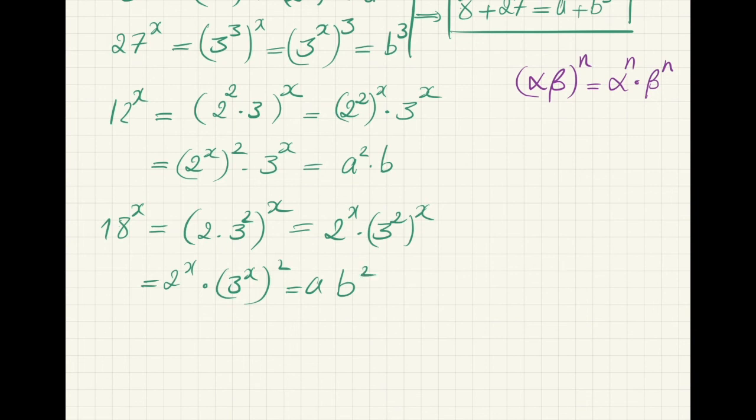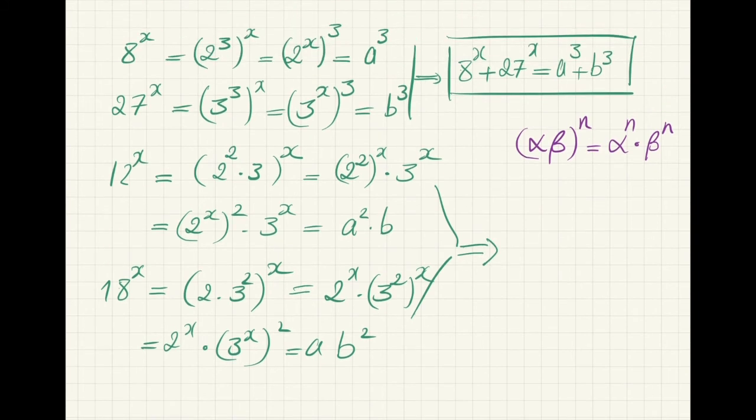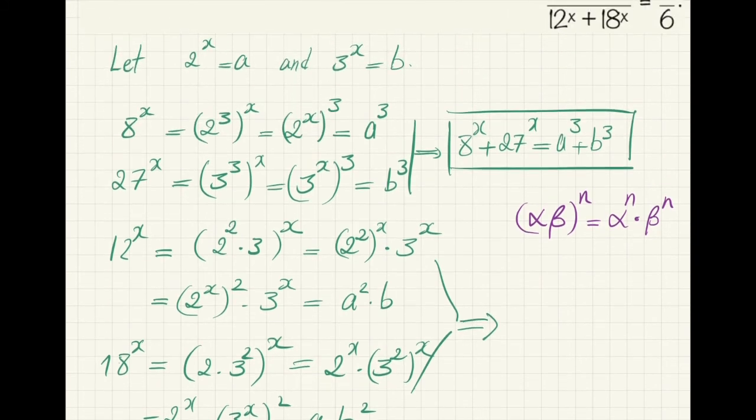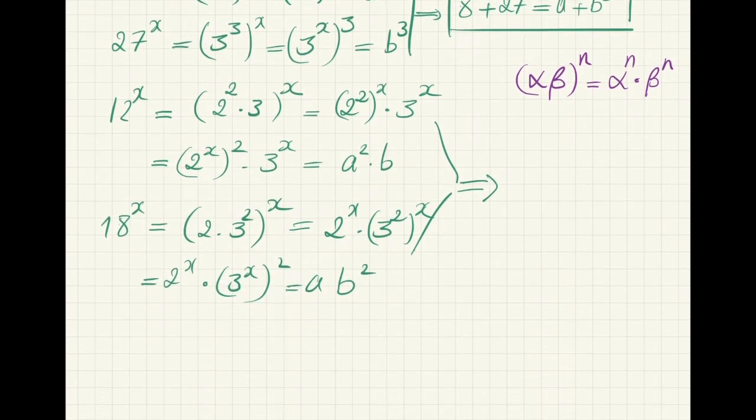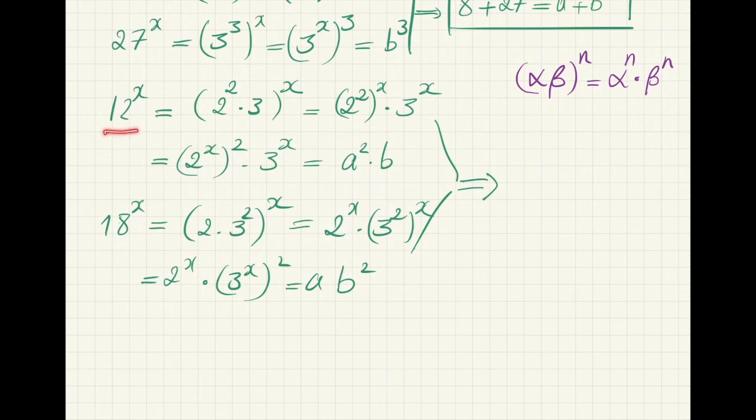So therefore, from here, we can conclude that the denominator is the sum of these two: 12 to the power of x, 18 to the power of x. So 12 to the power of x is this, 18 to the power of x is this. So I add them together. So 12 to the power of x plus 18 to the power of x is equal to a squared b plus ab squared.